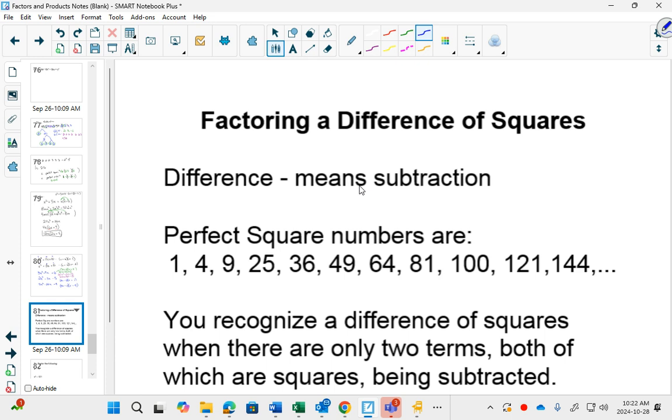Differences of squares always have a subtraction, where the first number is a square and the second number is a square. So for example, x squared minus 9 is a difference of squares. We have the difference in between them, and x squared is a square, and 9 is a square, because 9 is 3 times 3, and x squared is x times x.